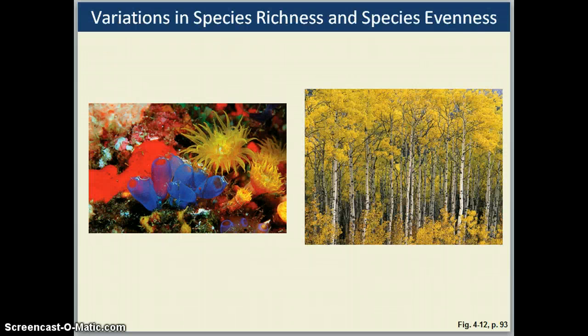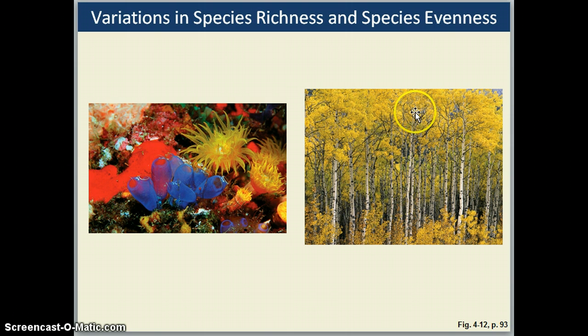Here are two examples of species richness and species evenness. This is a coral reef, very species rich, but not very even. You can see there are a lot of different types of organisms, but not many members of individual populations. You see many different species, but not a large number of each individual species.